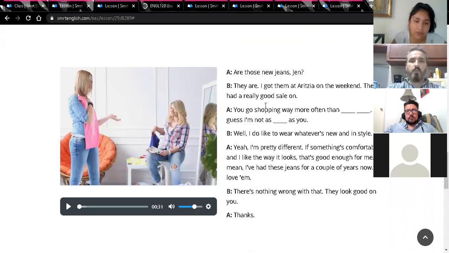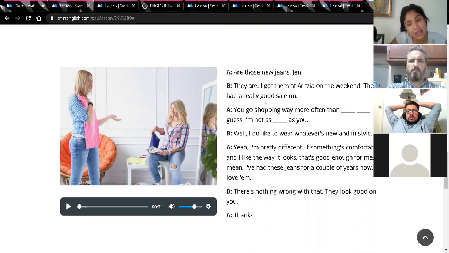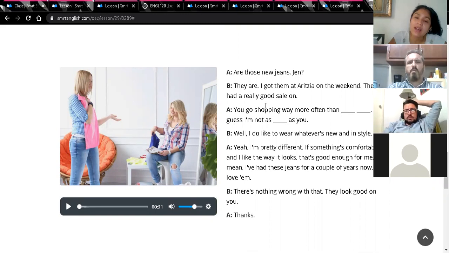Are those new jeans, Jen? They are. I got them at Aritzia on the weekend. They had a really good sale on. You go shopping way more often than? I guess I'm not as you. Well, I do like to wear whatever's new and in style.